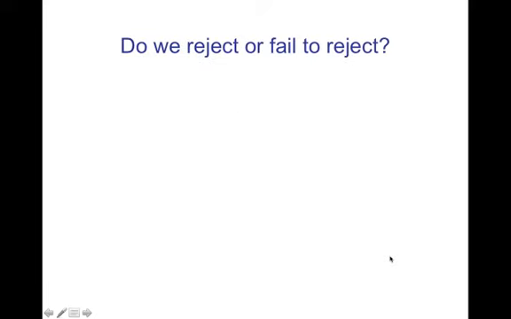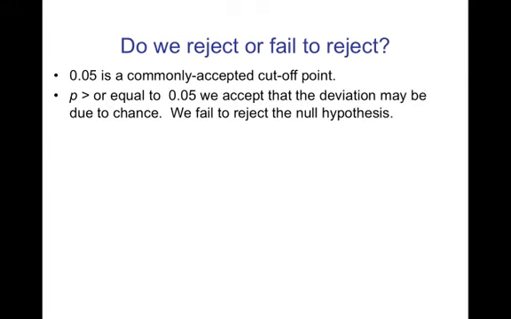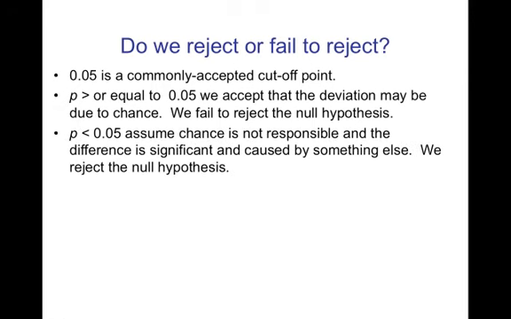So do we reject or do we fail to reject? Commonly we use 0.05 as a cutoff point for acceptance. If the p-value is greater than or equal to 0.05, we accept that the deviation is due to chance. So therefore we fail to reject the null hypothesis. If it is less than 0.05, we assume chance is not solely responsible and the difference is significant and caused by something else. And in this case, we reject the null hypothesis.